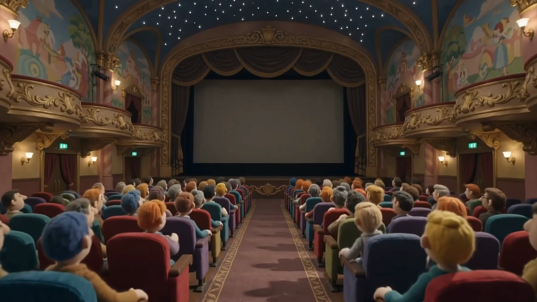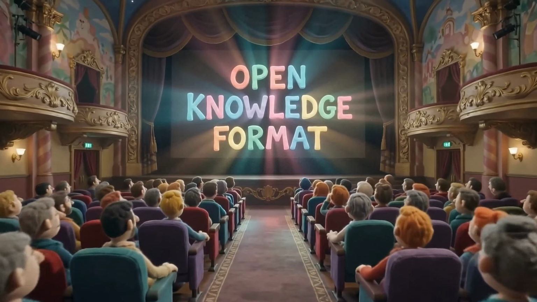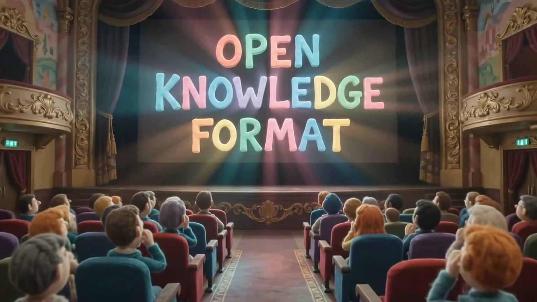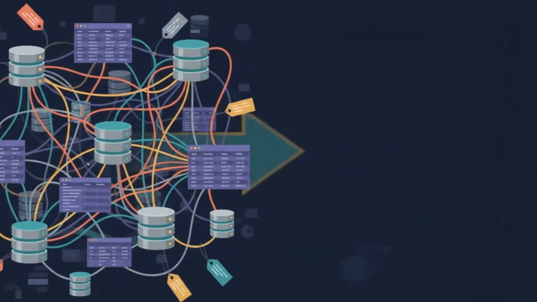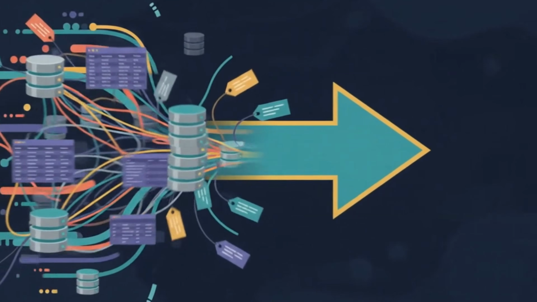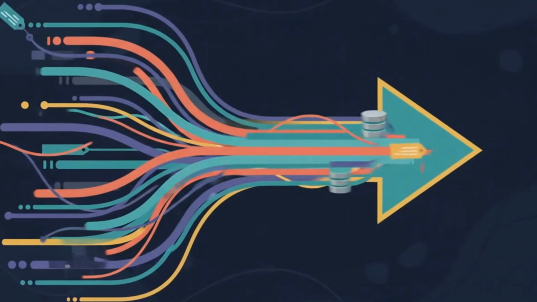All right, this could be exciting. So there's a brand new open standard called Open Knowledge Format, OKF for short, launched by Google. So let's first understand what this is and what it actually does. In plain English, OKF gives your AI agents one shared, simple way to understand your data.